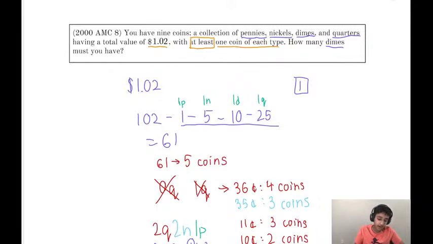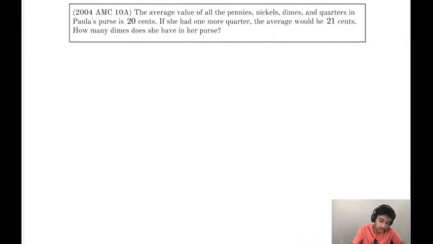Let's move on to the next problem. If the average of all the pennies, nickels, dimes, and quarters in Paula's purse is 20 cents, and if she had 1 more quarter, the average would be 21 cents. How many dimes does she have in the purse? So dimes. So how can we do this? Well, the average of some number of coins is 20 cents. So let's just say that Paula has n coins.